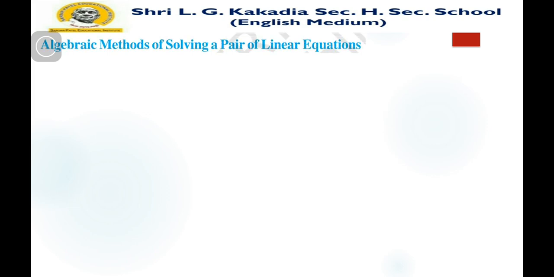Here you can see that in the previous lecture we studied the graphical method to find the solution of the given linear equations. Now here we are going to find the algebraic method of solving a pair of linear equations. There are three types of algebraic methods. The first one is the substitution method.